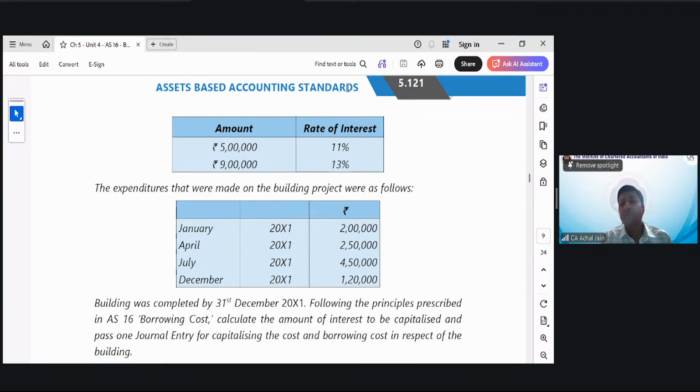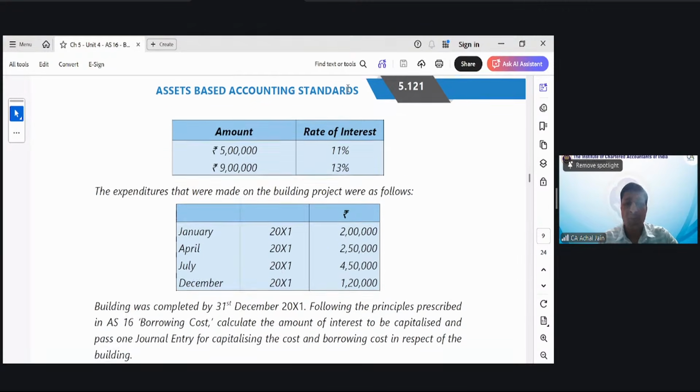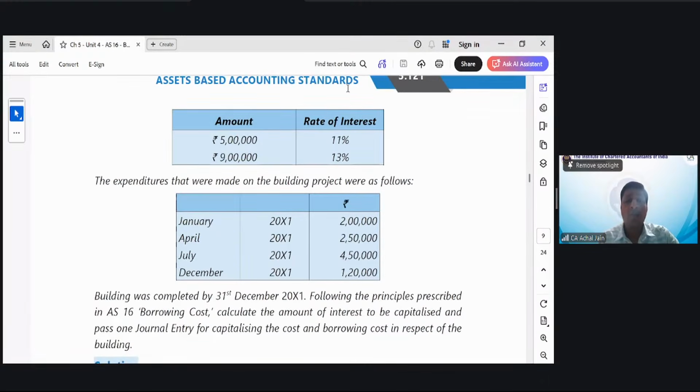Right? But now we have a problem. Why? Because if, let's suppose, the money on the building is being used from the general purpose borrowings, we don't know whether it is moving from this 5 lakh or 9 lakh, because both of them carry different rates of interest. Okay, so let's move further.